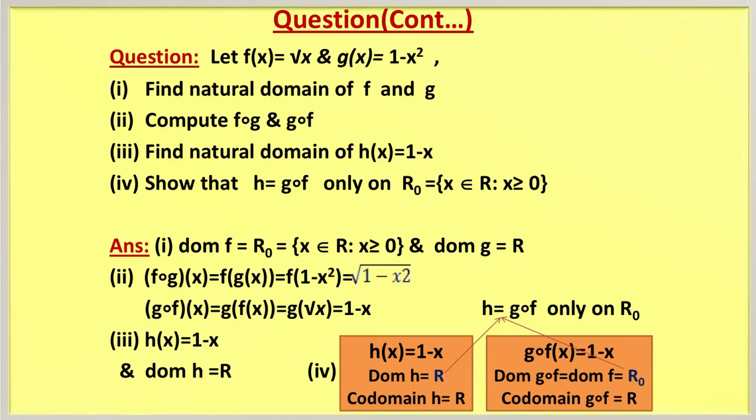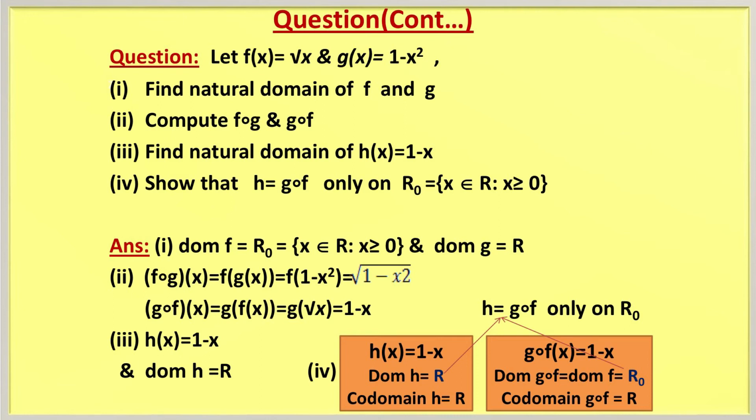So, although in this example f and g are 1 1, f plus g is not 1 1. Now, you see the next question: f x is equal to root x, g x is equal to 1 minus x square. Given two functions, we have 4 bits in this question. First bit, find the natural domain of f and g. What is natural domain? Natural domain means the domain in which the function is defined.